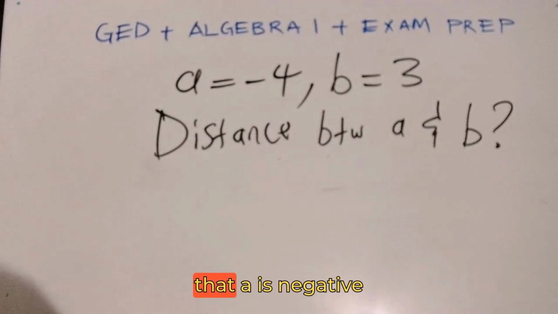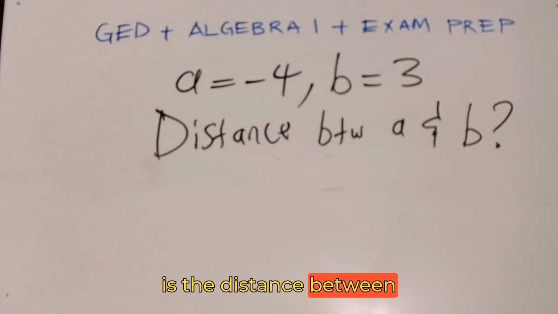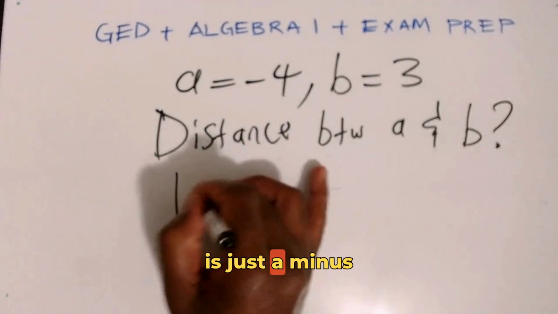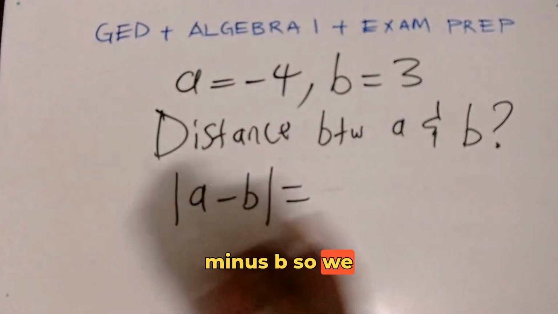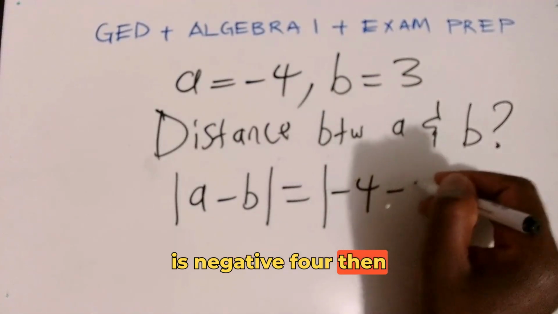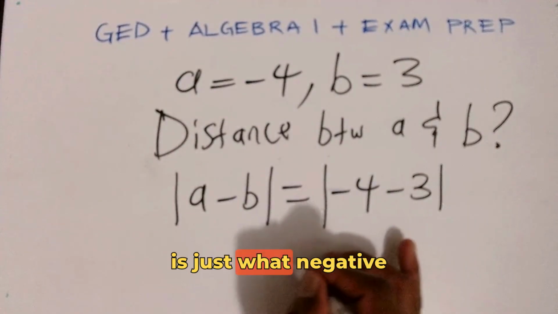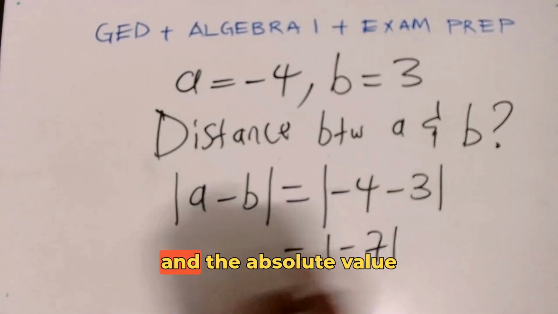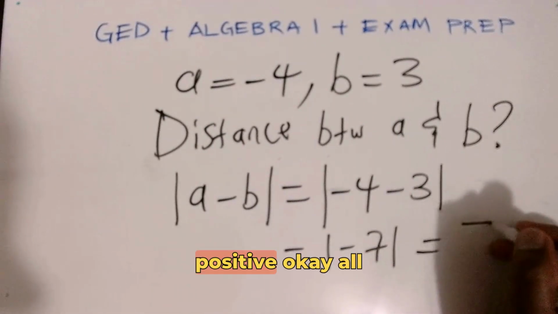So given that a is -4 and b is 3, what is the distance between a and b? Find the distance. The distance formula is just a minus b, right? So we can go ahead and write our a, which is -4, then minus b, which is 3. So this is just what? -4 minus 3 is -7. And the absolute value of -7 is positive 7.